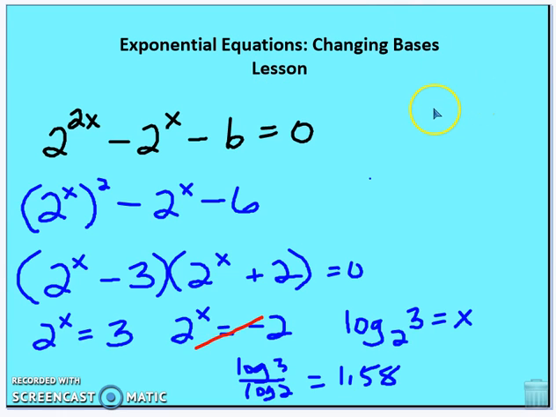All right, so you can see that this is really a quadratic with some exponential spice to it, I guess I'll say. So 2 to the x squared minus 2 to the x minus 6 is equal to 0. We can factor it like a quadratic. 2 to the x minus 3 times 2 to the x plus 2 is equal to 0. We're going to use our zero product property to solve. 2 to the x is equal to 3, or 2 to the x is equal to negative 2.